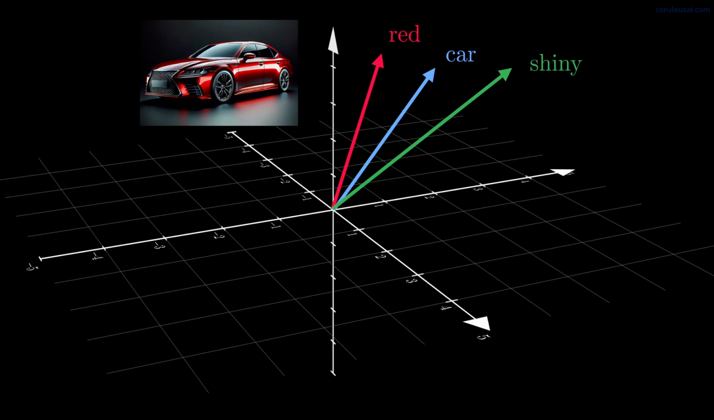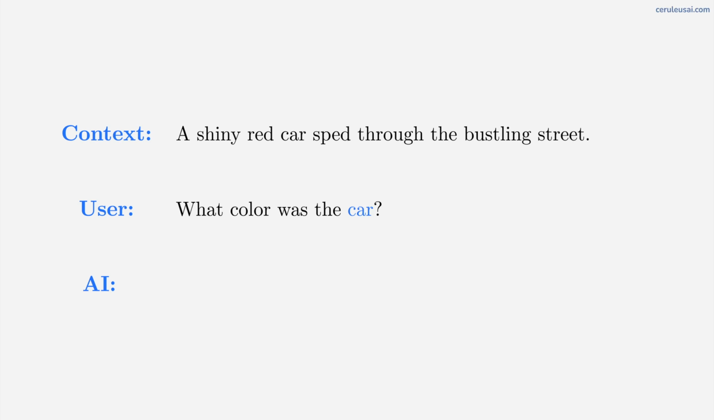All of this is crucial for tasks like translation or question answering. If you ask, what color was the car? The model should zero in on the adjectives shiny and red, ignoring other details like bustling street. If you ask, what type of rock do you listen to? It might pay attention to the word listen to avoid confusing it with a rock formation. Everything is context driven, a dance of focusing on the most relevant bits of meaning hidden across the text.